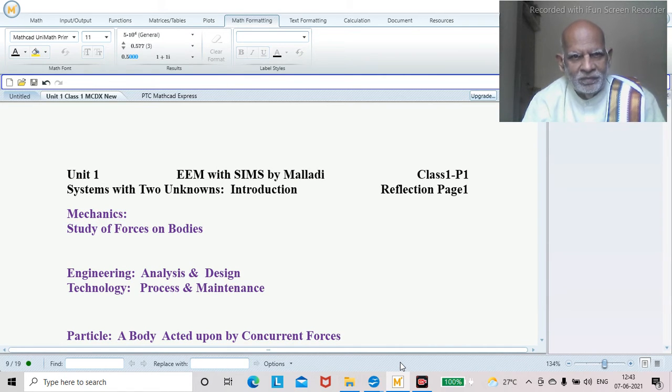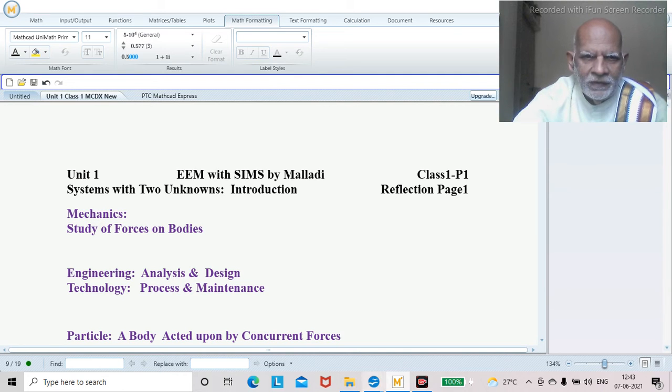When you reflect, basically you reflect on important points. So this is what I have done. You must have already read the reading pages as well as the reflection pages, and I am discussing the reflection pages here. So Unit 1, Class 1, and this is the title.